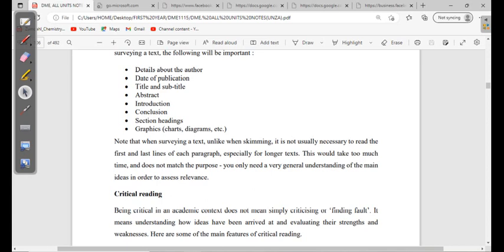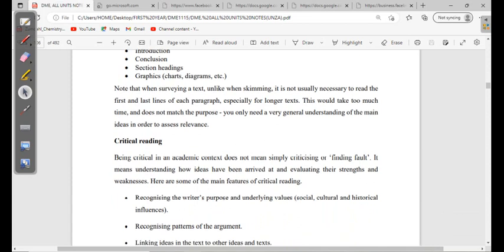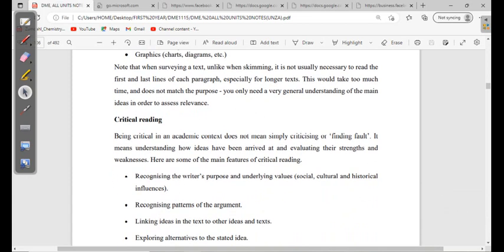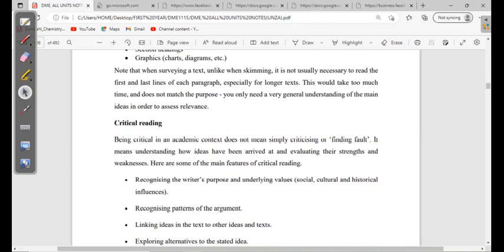So those are some things that you consider when you're doing a survey reading. Note that when surveying a text, unlike when skimming, it is not usually necessary to read the first and last lines of each paragraph, especially for longer texts. This would take too much time because you want to know almost everything, so you'll not be able to read basically all the sentences. Your interest is more on the introduction and the conclusion. You get to see how the whole passage is connecting and what the passage is basically talking about.